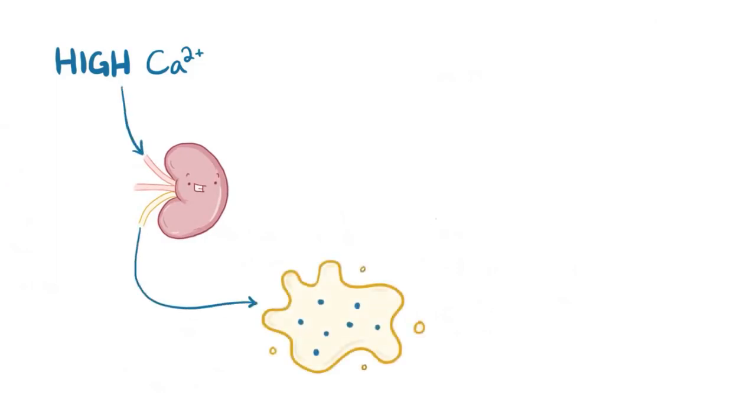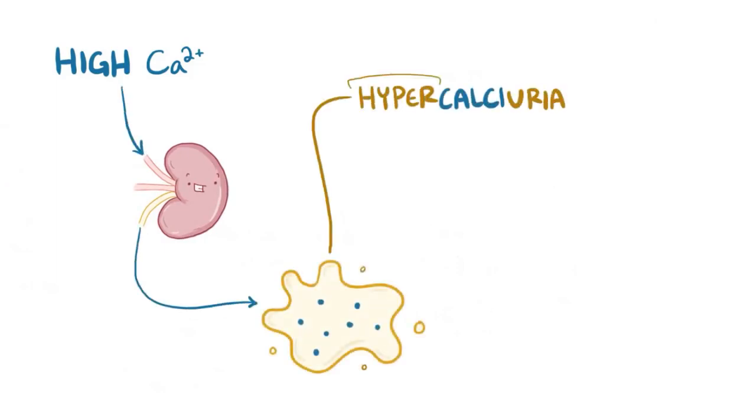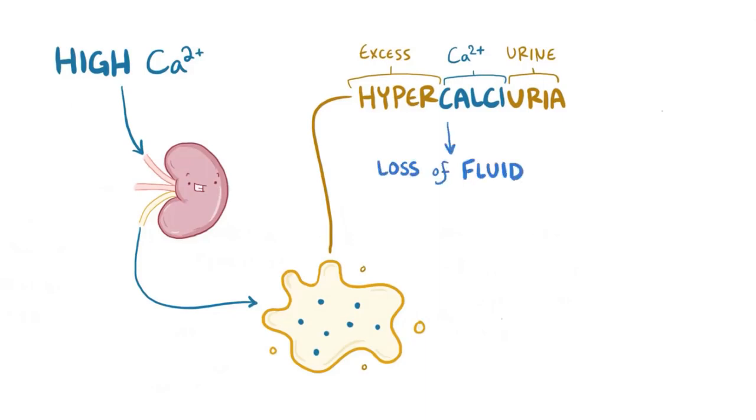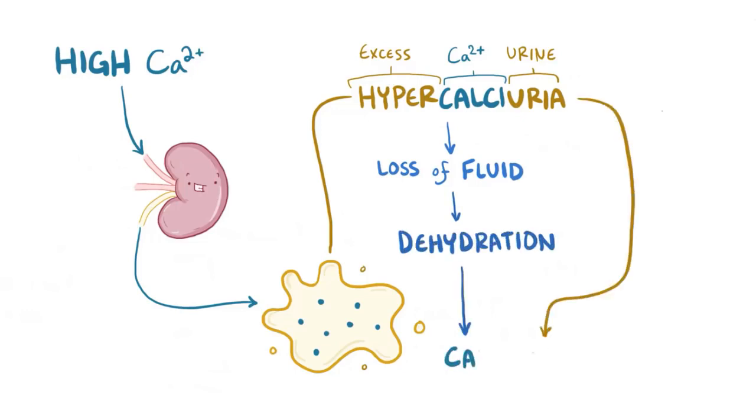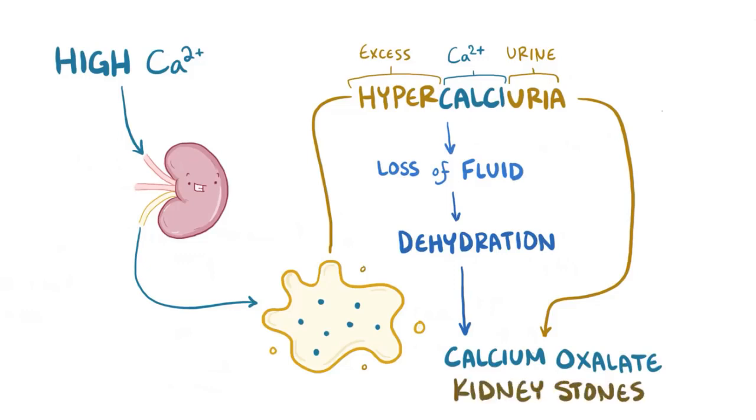In most cases, when there's too much calcium in the blood, the kidneys try to dump it into the urine, causing hypercalciuria, or excess calcium in the urine. Hypercalciuria leads to a loss of excess fluid in the kidneys, causing an individual to get dehydrated. And the combination of hypercalciuria and dehydration can lead to calcium oxalate kidney stones.